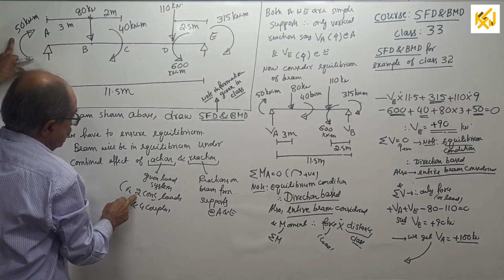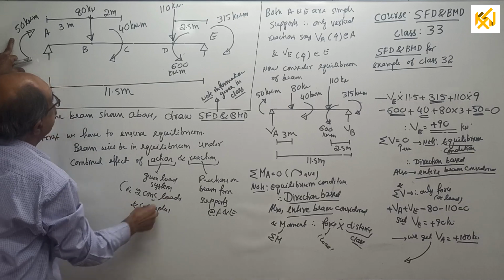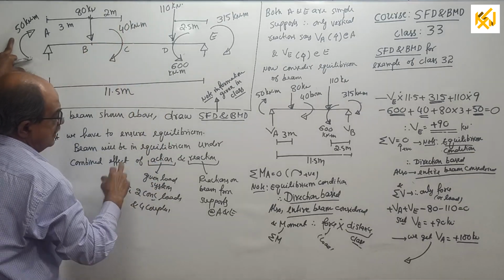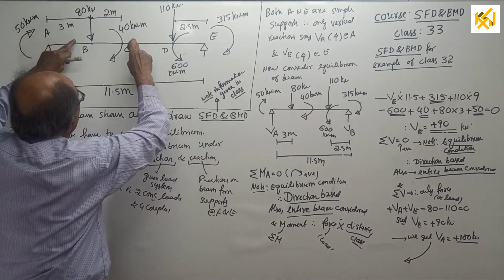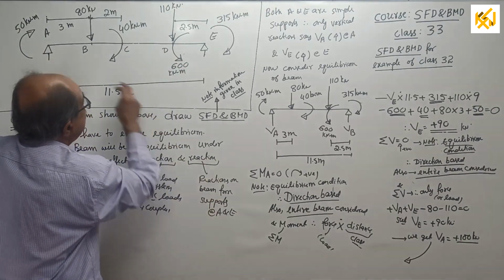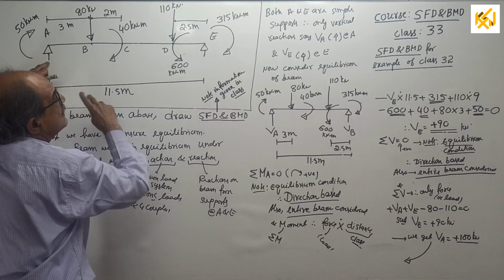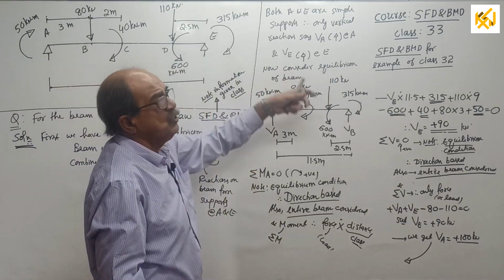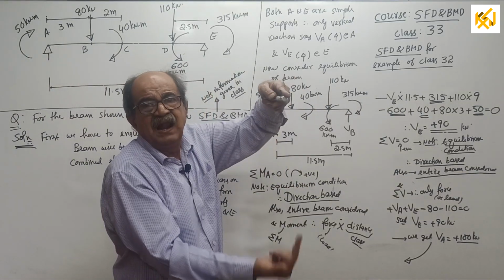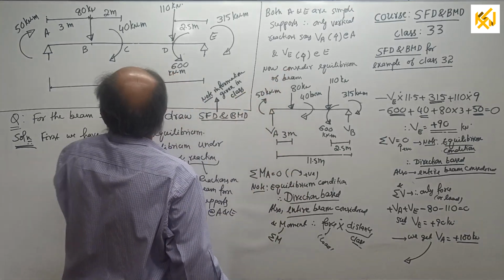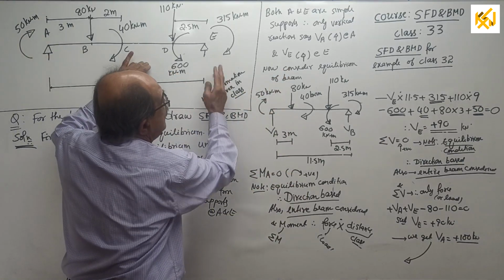I have written here two point loads and four couples are action. Reaction means reaction on the beam from the supports at A and E. Note, both A and E are simple supports. Therefore, only vertical reaction is possible. Say VA up and VE up.